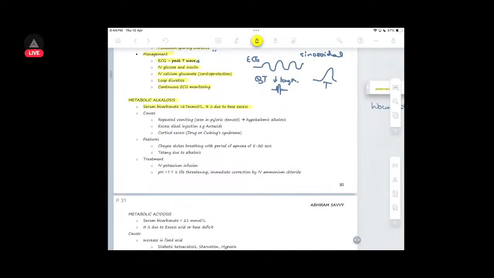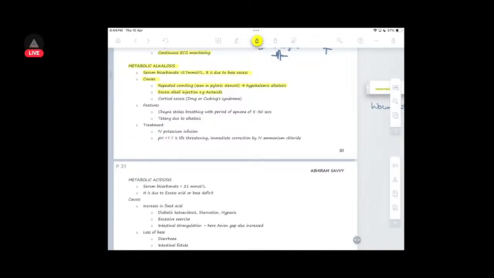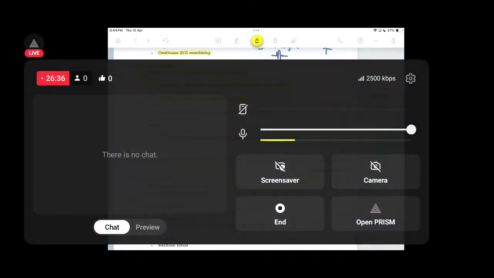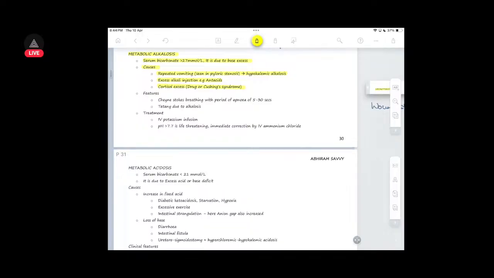per liter. It is due to base excess. It is caused by repeated vomiting seen in pyloric stenosis, hypokalemic alkalosis, excessive alkaline injection like antacids, and cortisol excess. And you have features of Cheyne-Stokes breathing with period of apnea for 5 to 30 seconds. Tetany due to alkalosis. So treatment is IV potassium infusion, and pH more than 7.7 is life-threatening.